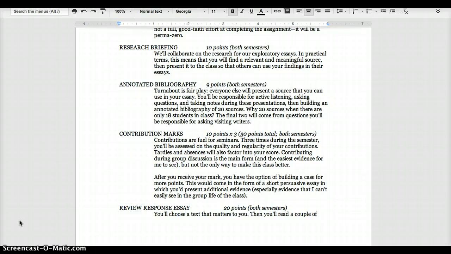What this is not is grade grubbing. What I don't want to see is you saying it's not fair, I don't deserve this grade, I should have a higher grade. What I want to see is a case that's built on actual evidence. You'll show me in this essay what you've done that I haven't seen.